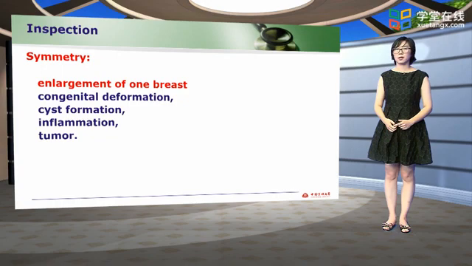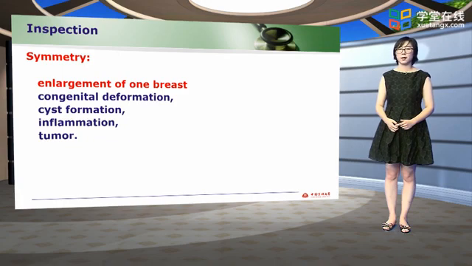Inspection. At first, we should check the symmetry of the breast. If we find enlargement of one breast, it may indicate congenital deformation, cyst formation, inflammation, or even tumor.